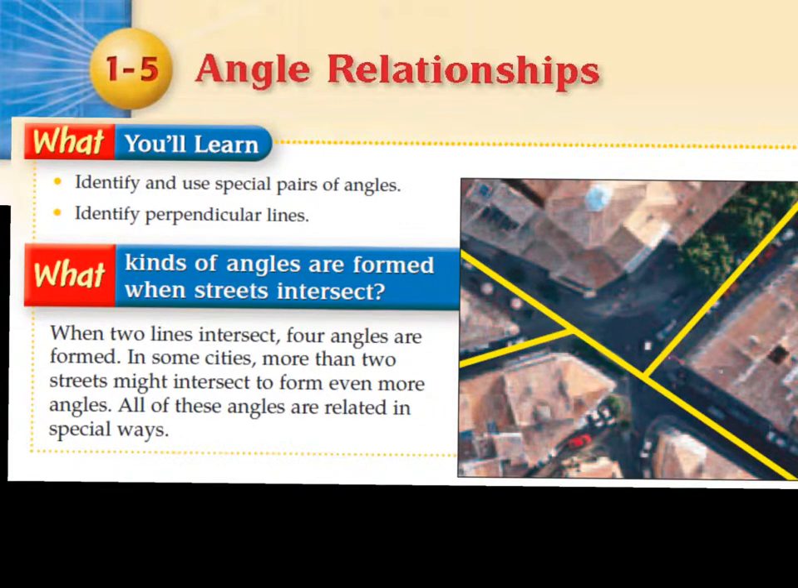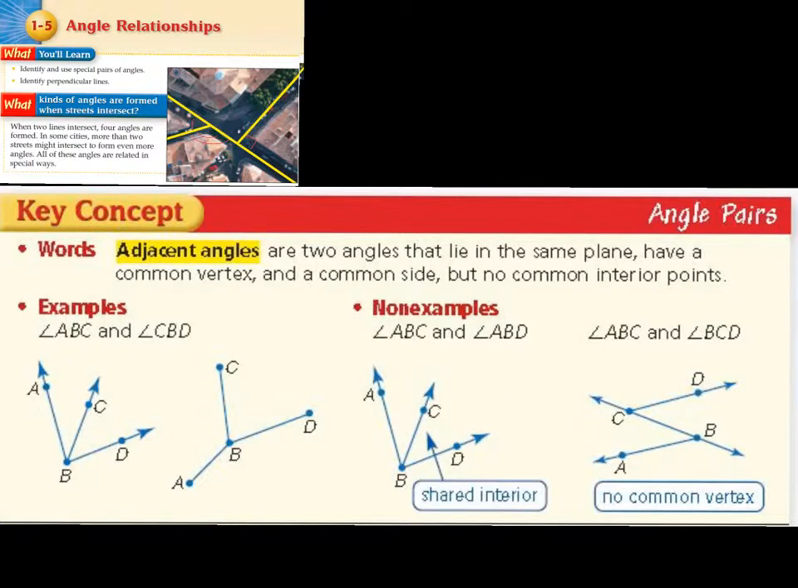For example, that looks pretty much like a right angle. That would be an acute, and that would be an obtuse, and together they make a straight line, which has a special name. Adjacent angles are two angles that lie in the same plane, have a common vertex and a common side, but no common interior points. So angles ABC and CBD are adjacent, and those are acute.